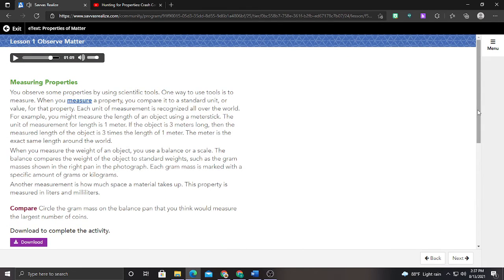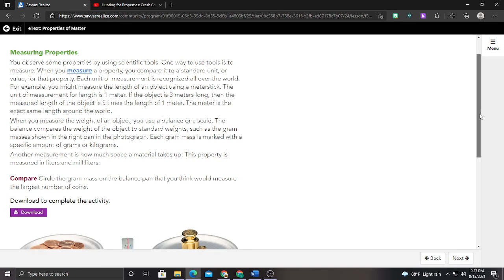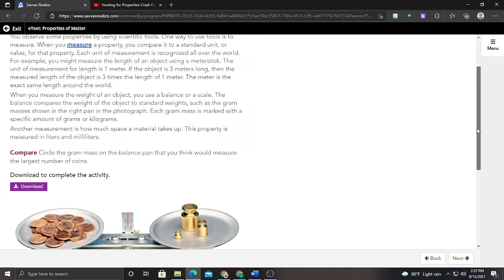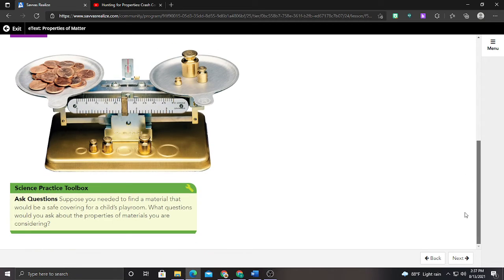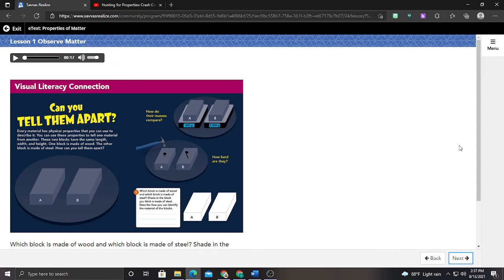So as you can see, measuring properties, measure is one of our vocabulary words, can be done in different ways. You can measure distance, you can measure length, you can measure weight, volume, density. There are so many different things that we can measure, you guys. And that way we figure out the properties of something.